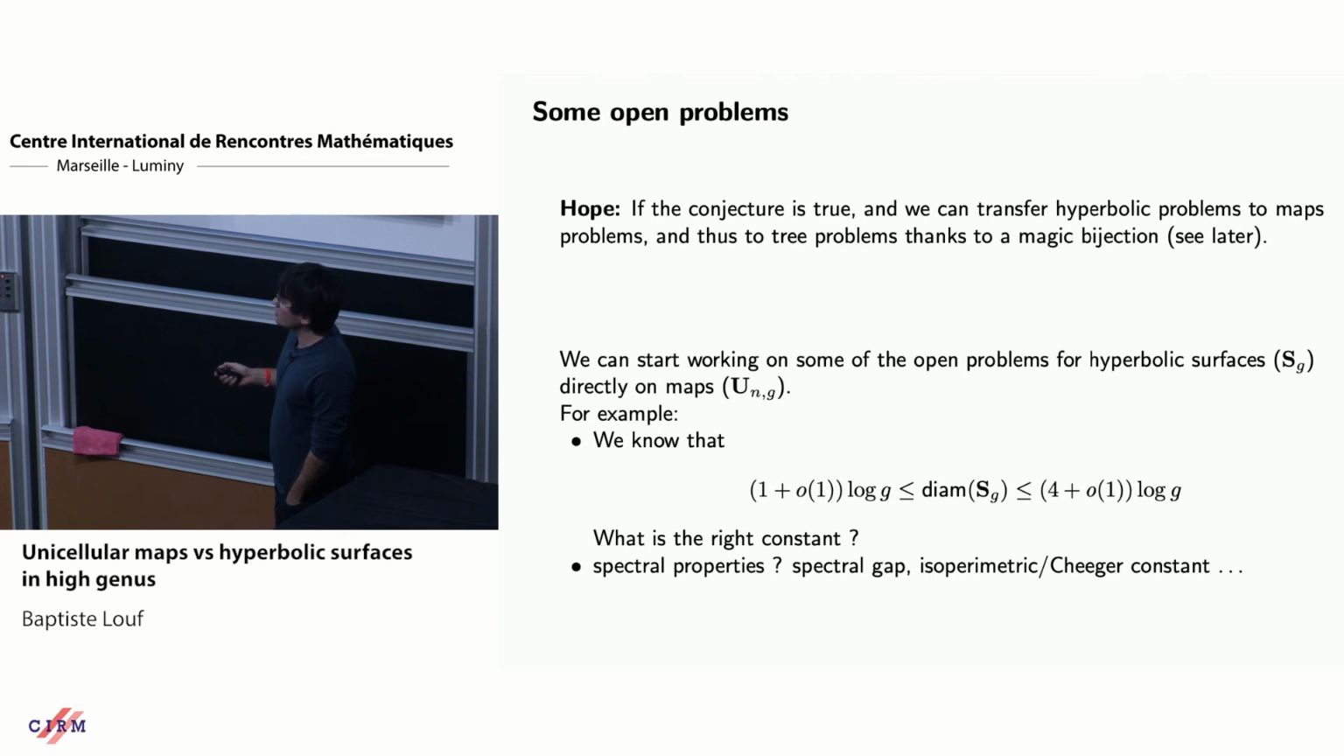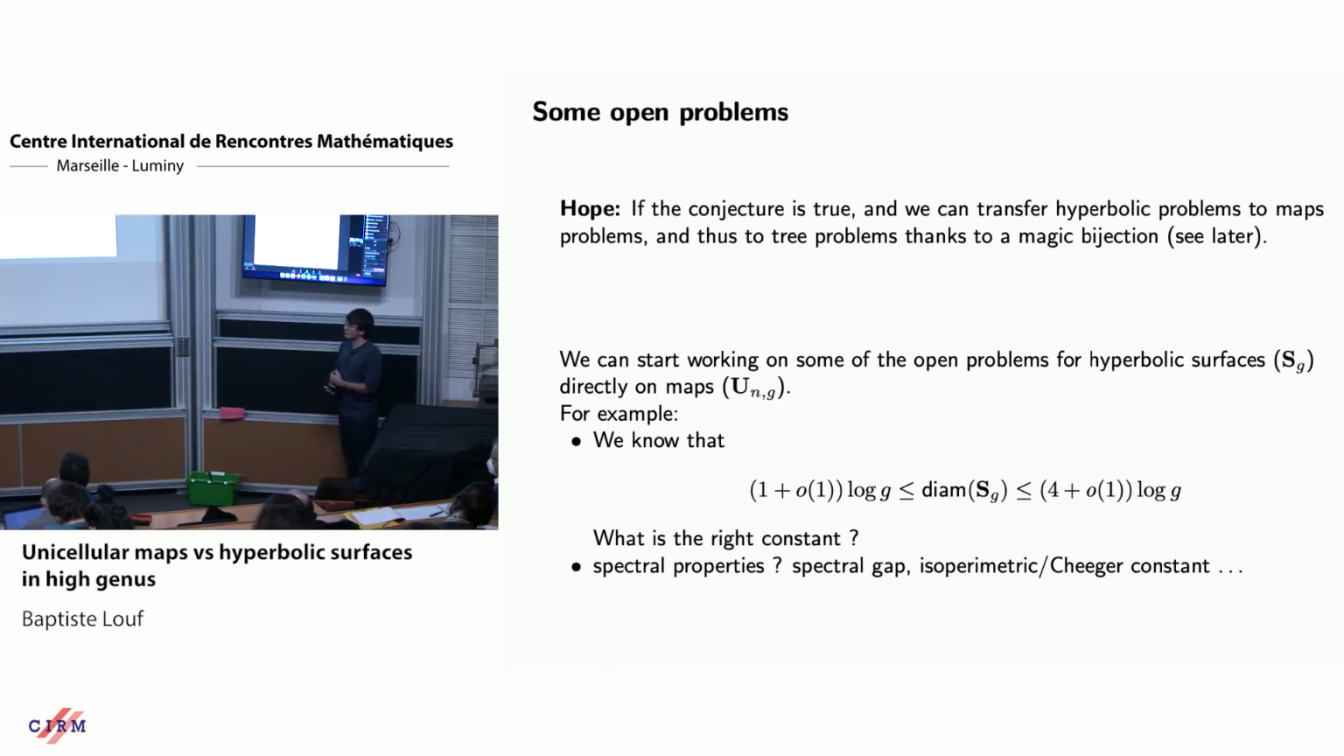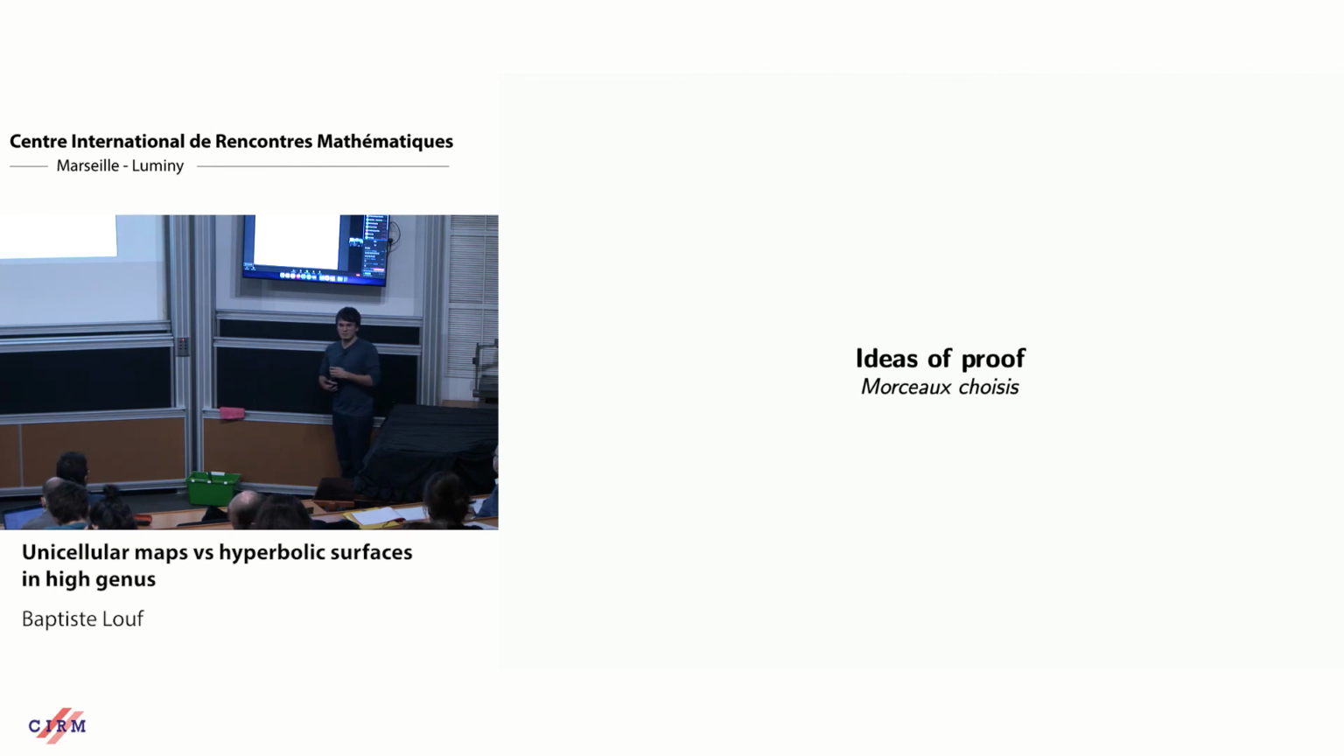We can also ask for spectral properties. There is the spectral gap, which is basically the value of the second eigenvalue of the Laplacian of the surface, or of the graph in case of the maps. Also the Cheeger constant, which is related to the expansion properties either of the surface or of the graph. So that's it for the open problems. And in the remaining time, I'm going to give you some ideas of the proof of this result on maps.